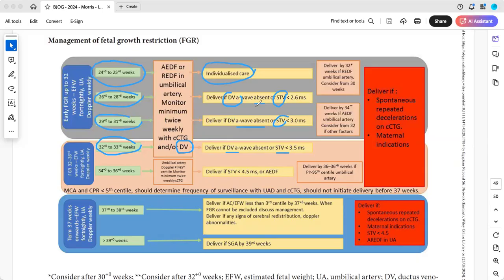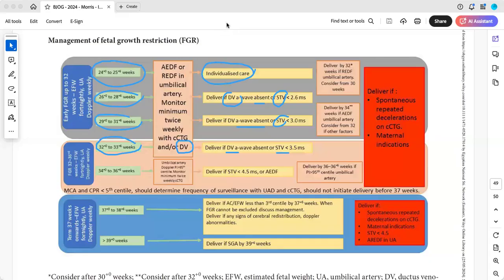If you have a repeated deceleration on the computerized CTG, or if you have any other indication for delivery, then you can consider delivery earlier than this. But when is the recommended delivery plan for early detected FGR? Early detected FGR, when to deliver them? That's a very important question.